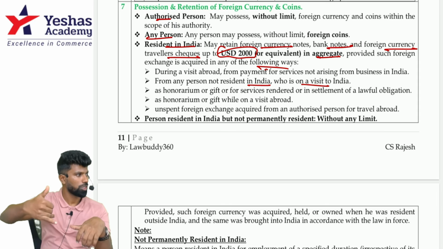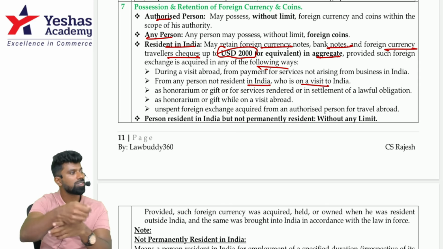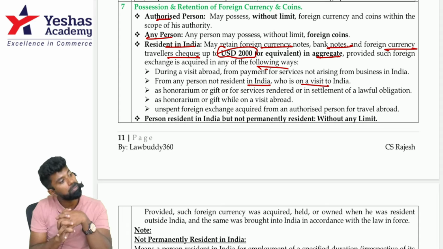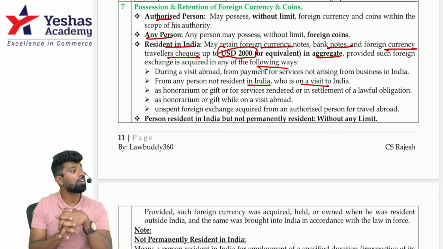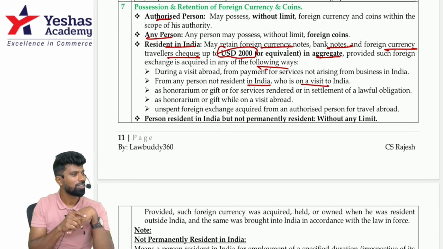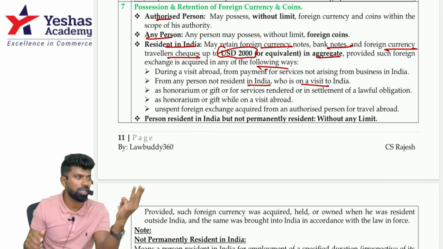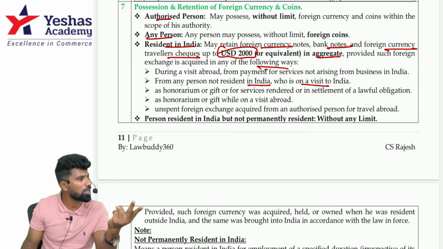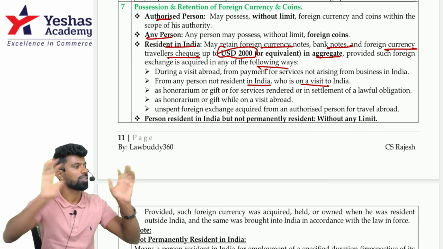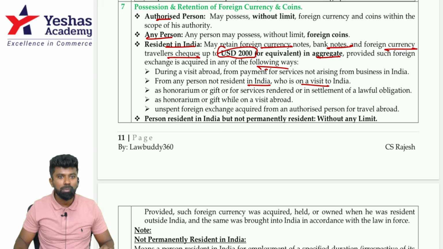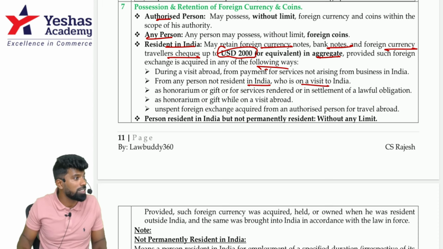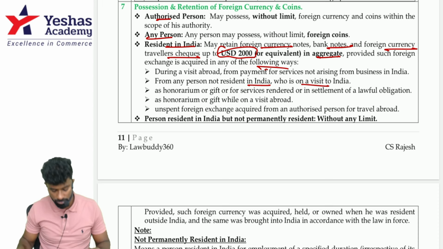A person has come to India, he's a foreigner, and he gives you a gift of 2000 US dollars. Can you keep it? What if he gives a gift of 5000 US dollars? You're supposed to repatriate. How much are you supposed to repatriate? 3000 US dollars. Can you keep 2000 US dollars? What if he gives everything in coins? Can you keep 5000 US dollars in coins? No. Thank you very much.